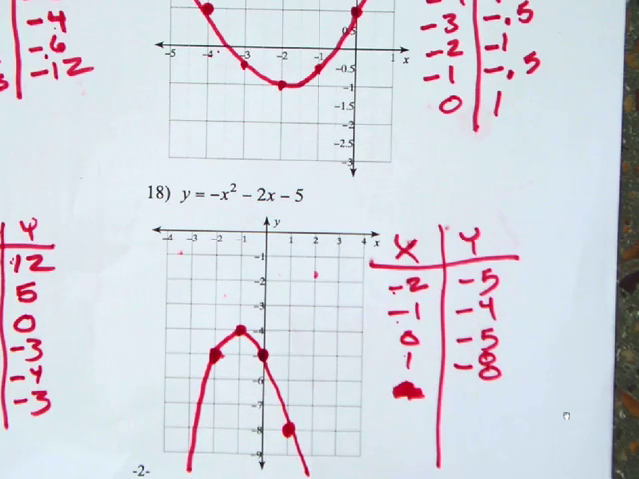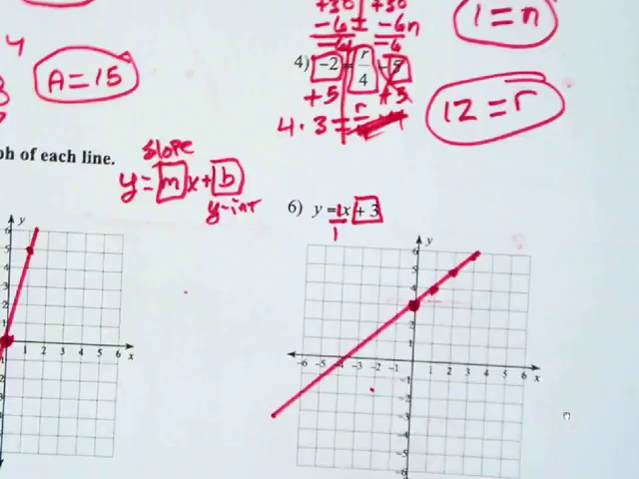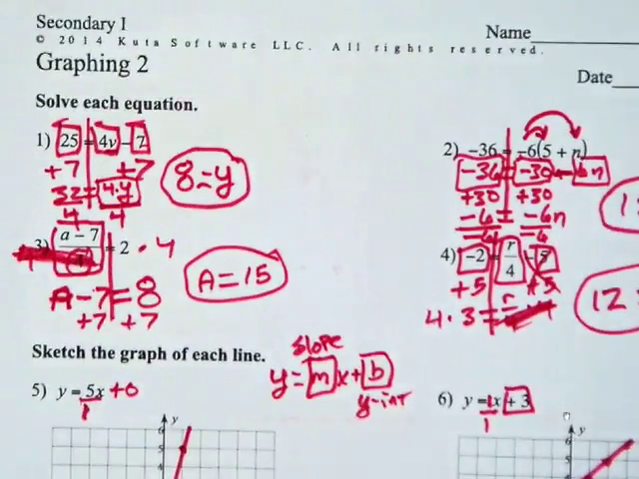So as you can see, it's much easier to just use the calculator, but either way you can solve it. You don't have to have a calculator. It just makes things much, much easier if you have a calculator that can solve it. So that is the very long graphing 2 assignment.